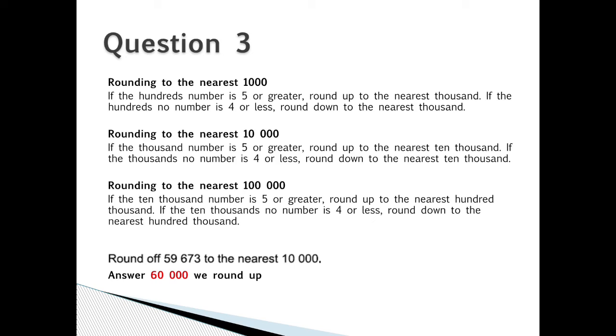Rounding to the nearest 100,000. If the 10,000 number is 5 or greater, round up to the nearest 100,000. If the 10,000 number is 4 or less, round down to the nearest 100,000. If you round off 59,673 to the nearest 10,000, your answer is 60,000. We round up.